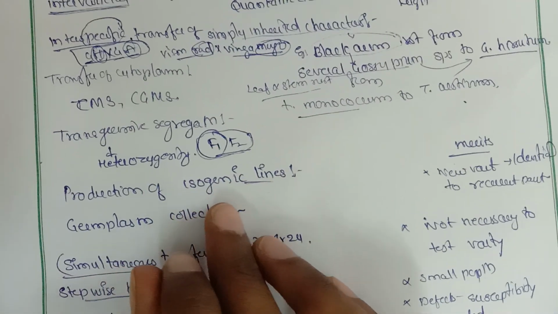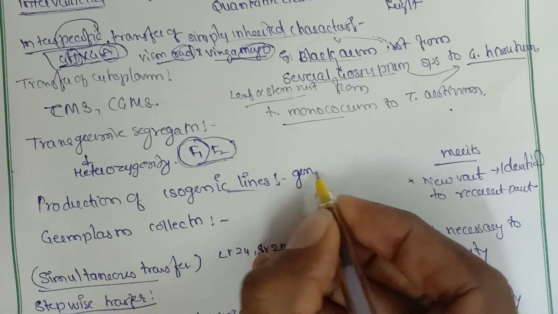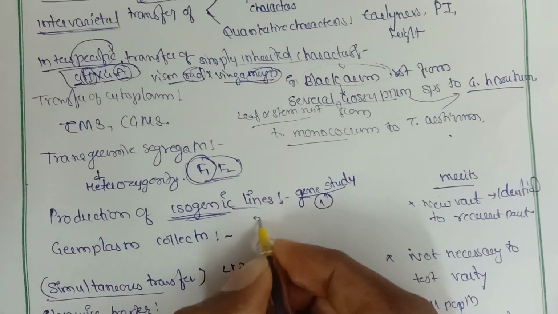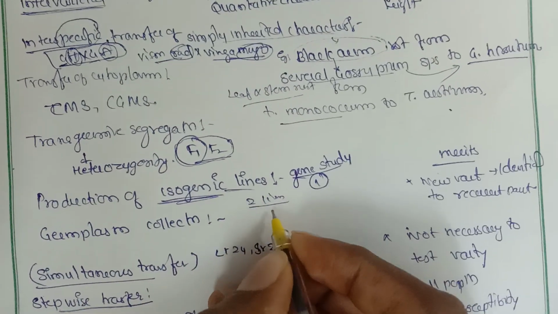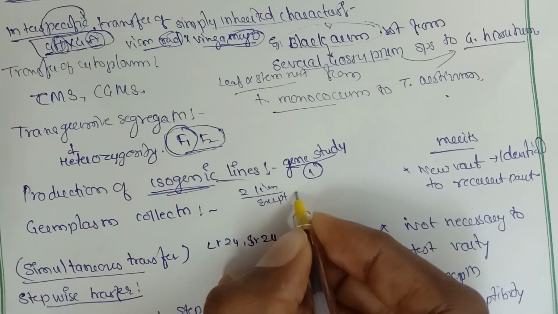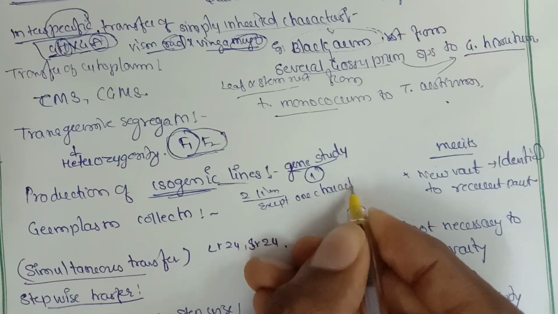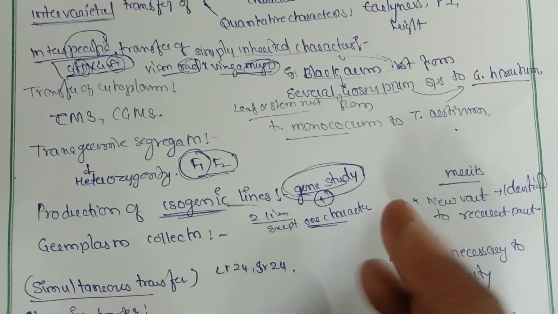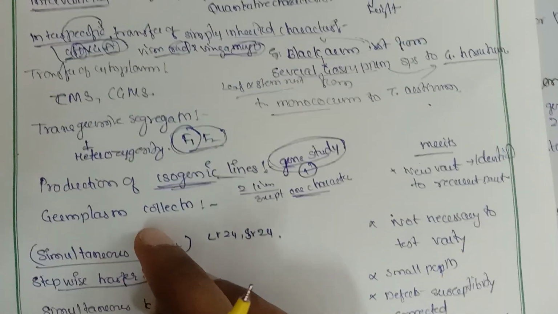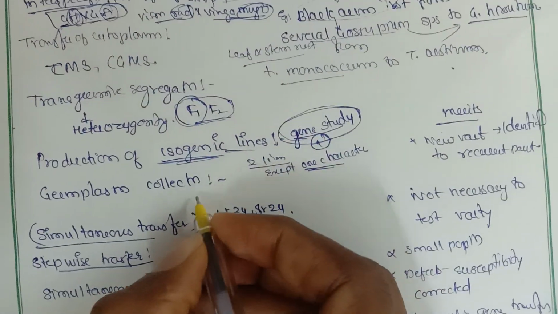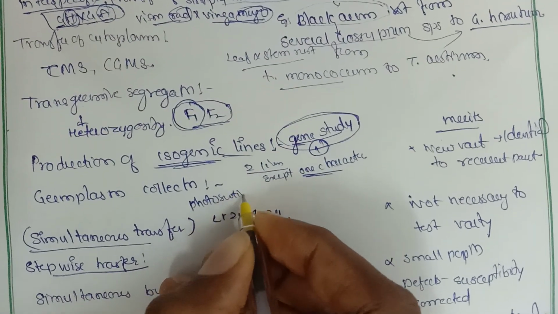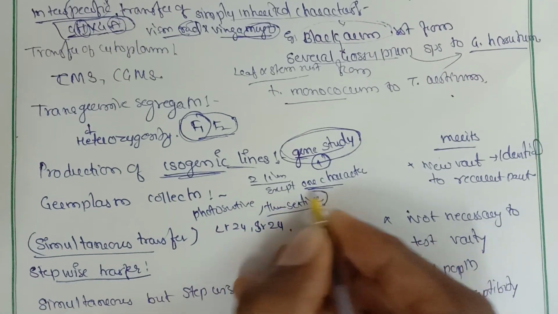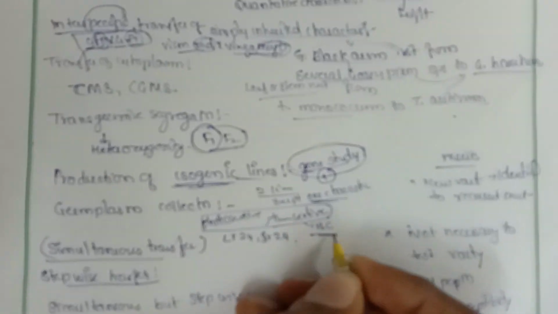Next one, the production of isogenic lines for gene studies, to see how one gene is controlling a trait. Isogenic lines means two lines that differ in only one character. For that gene we can go for gene studies. And next one, germplasm collection. For germplasm collection, if we go for photosensitive or thermosensitive germplasms, then we can restore them with the backcross method.